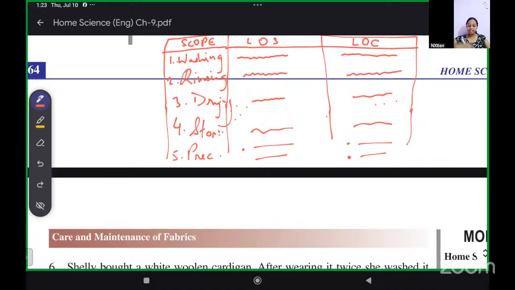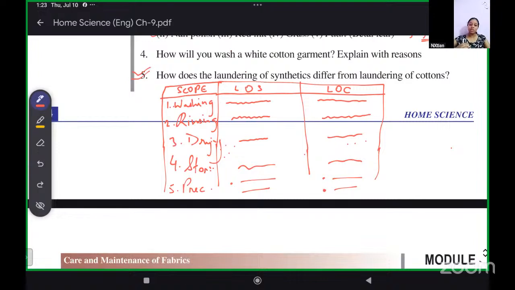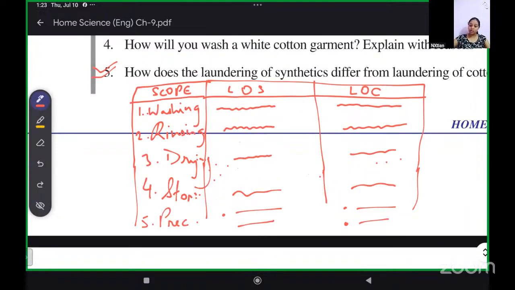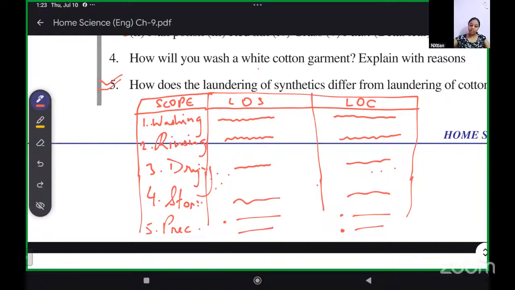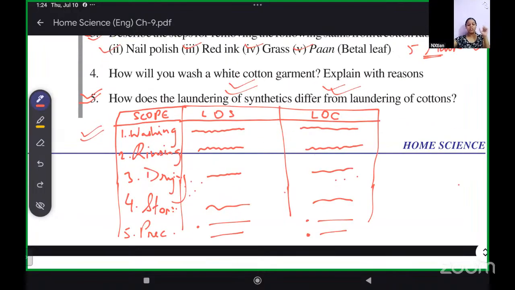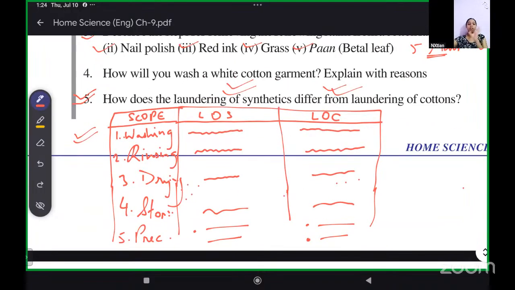So this is how you answer when you're writing a difference between question. You have to make two main columns for the difference. One column will be for scope. Scope is what you're going to include in the points. Suppose it's talking about the process, like the difference between the laundering of synthetics process and the laundering of cotton process. Suppose it's something else, then how do you make the scope? You just have to relate it with the points in between.